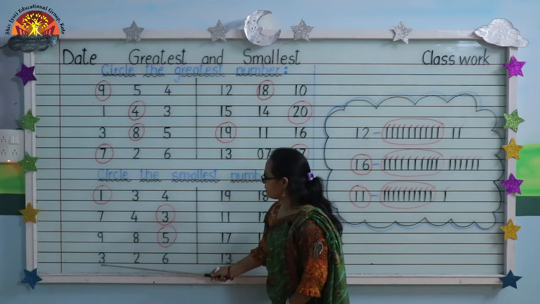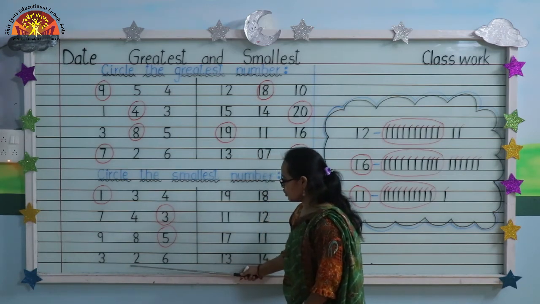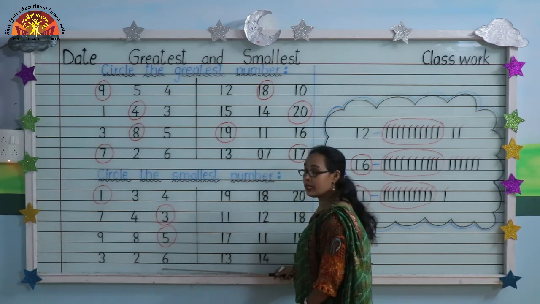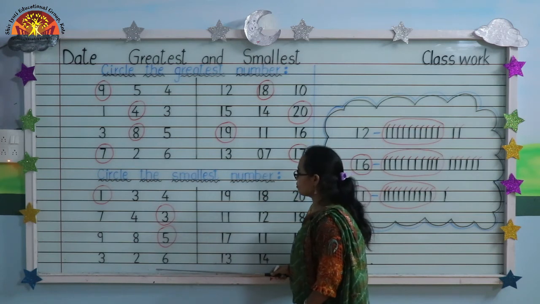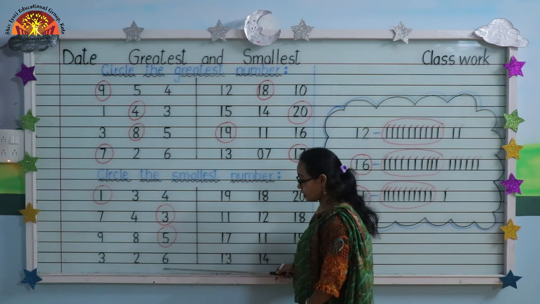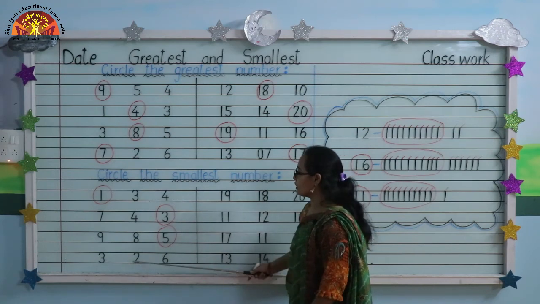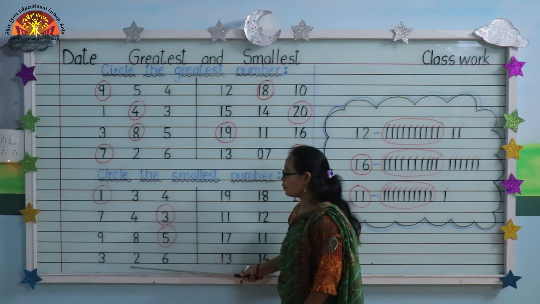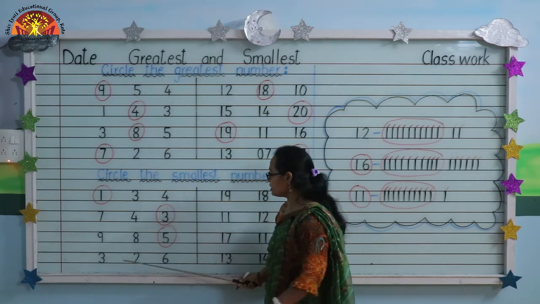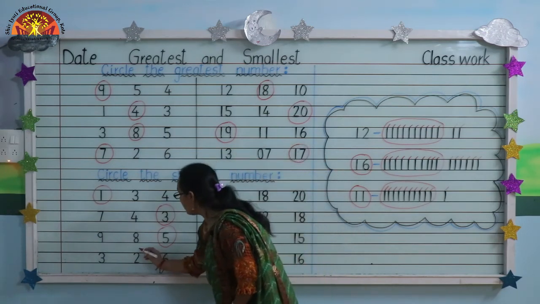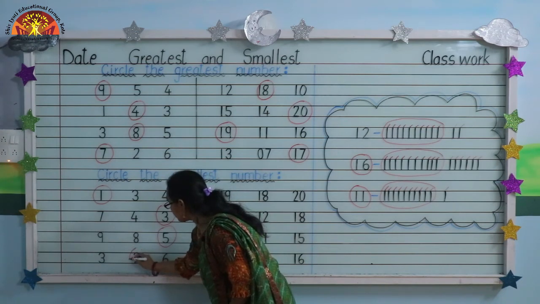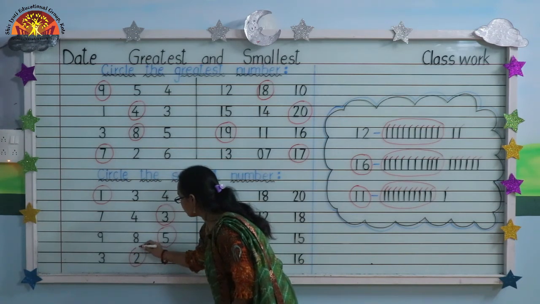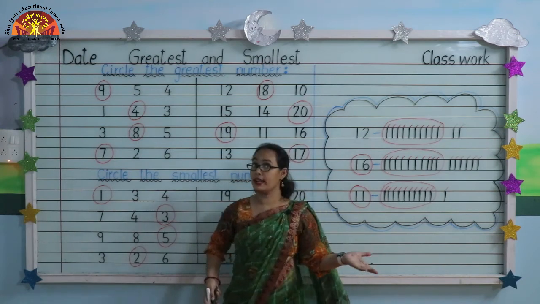Now, given numbers are 3, 2, 6. Kids, which is the smallest number over here? Is it 6? No. Is it 3? No. Is it 2? Yes. Very good, kids. Now we will circle the smallest number like this. Move to next.